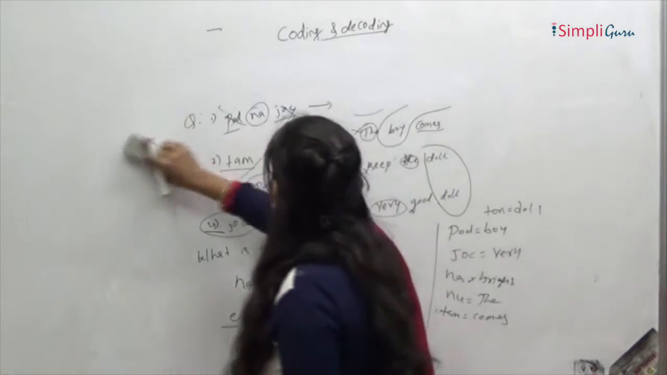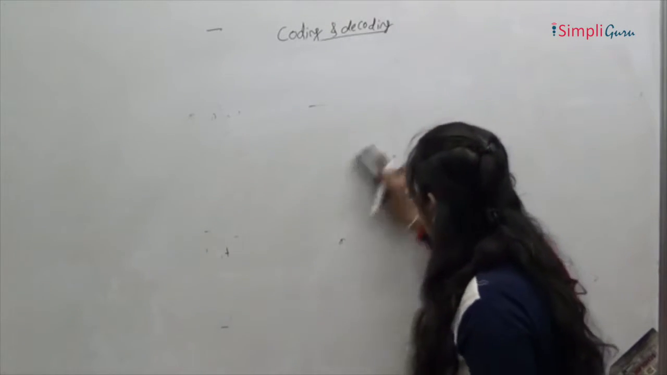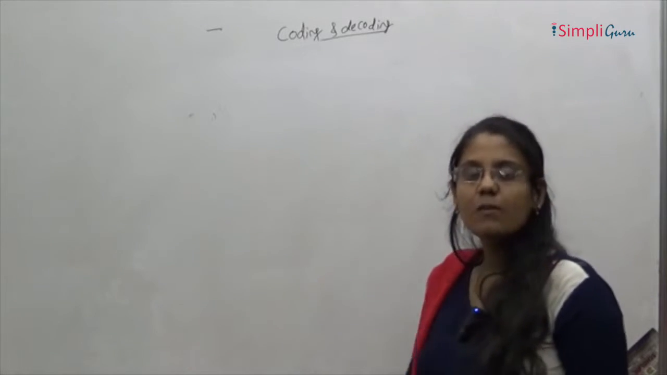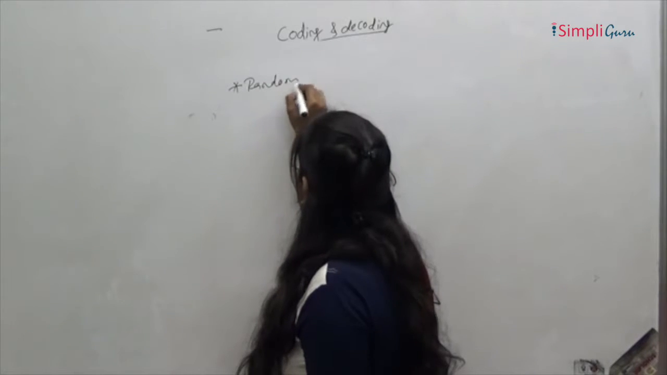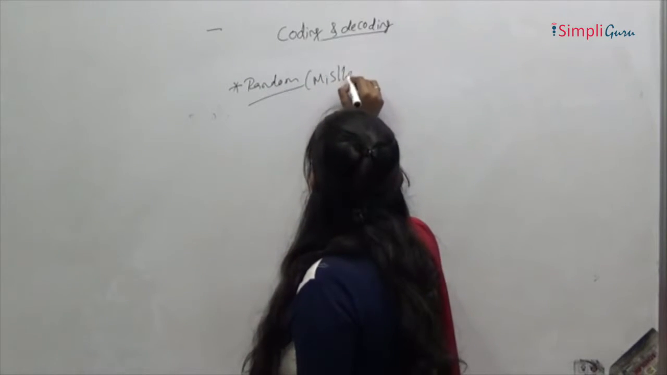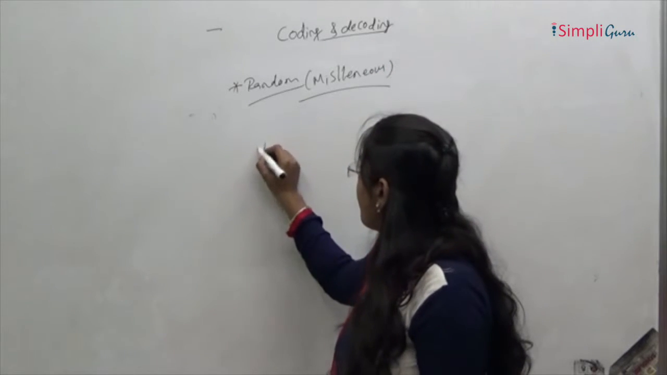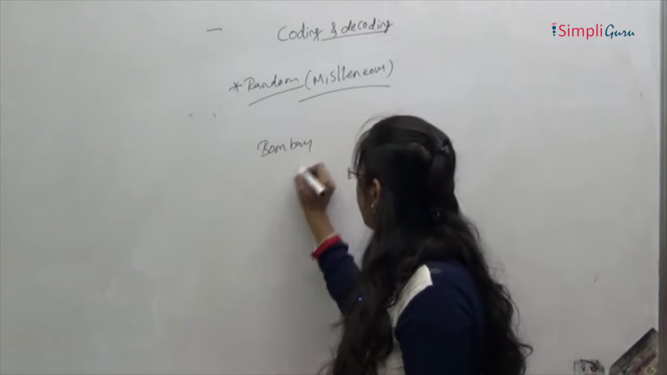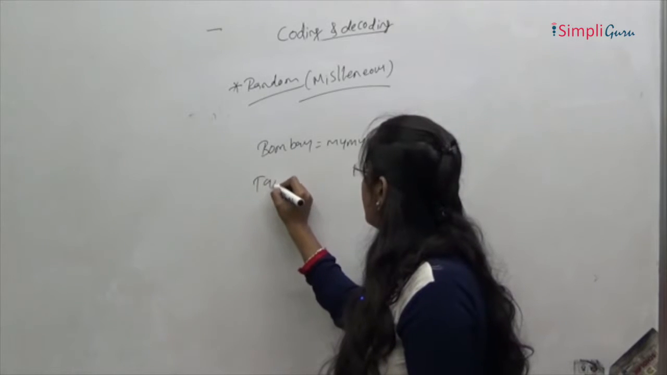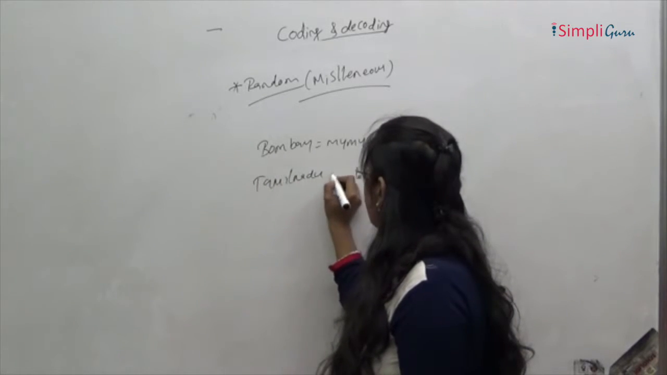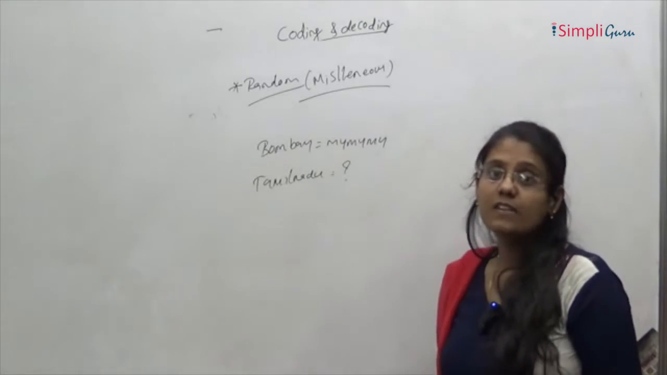Now we will see the last type of question, as I told you, miscellaneous, or else we used to call it some random question. They will not have any tricks. The last type of question is a random question or miscellaneous, I can call it. Say I will give an example. Bombay, I am coding it as MY. What about Tamil Nadu?